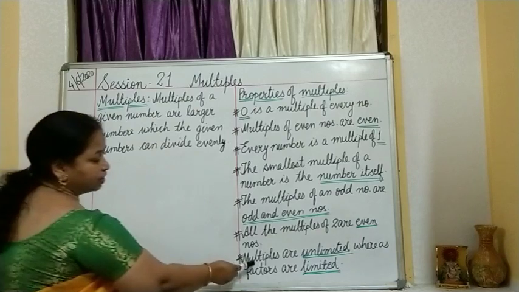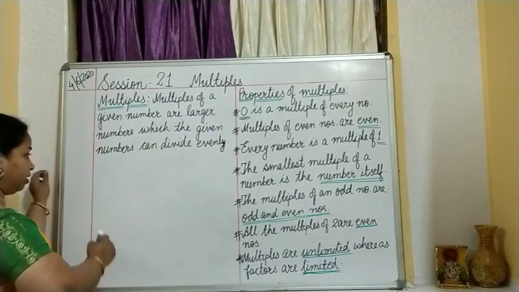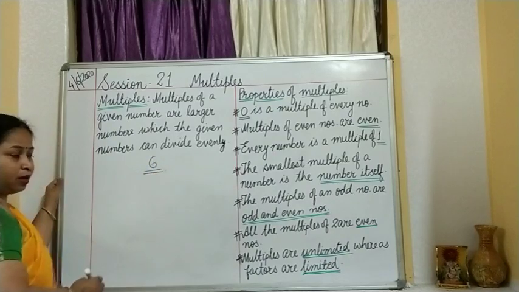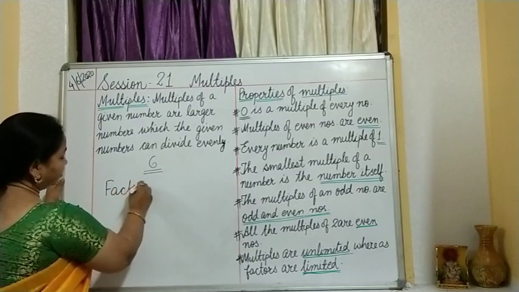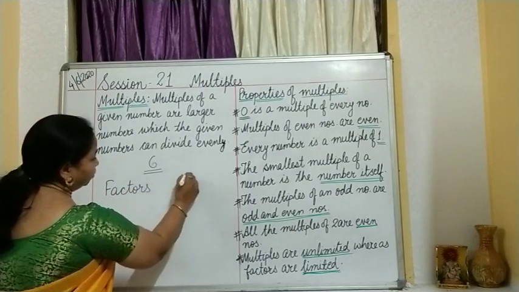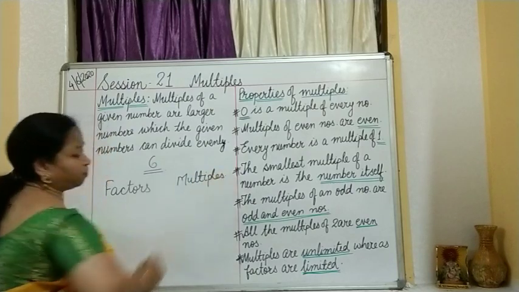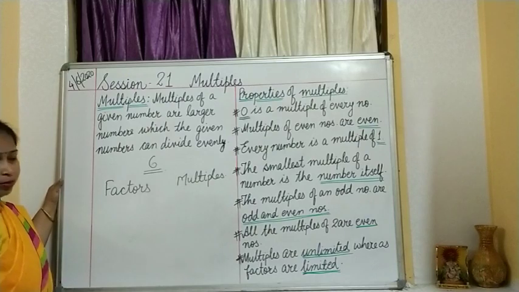Here we say multiples are unlimited whereas factors are limited. Now I will be taking 6, and I will be showing the factors of 6 as well as the multiples of 6. Let us find out which one is limited, which one is unlimited.